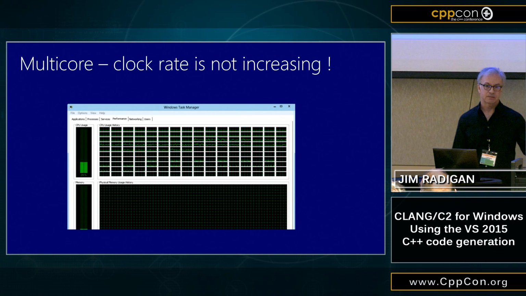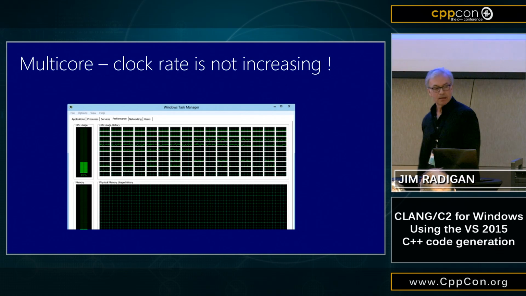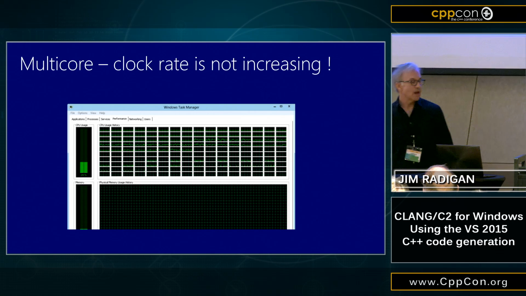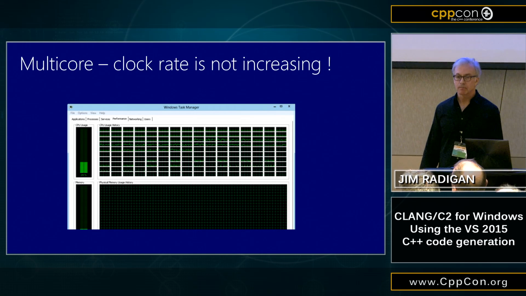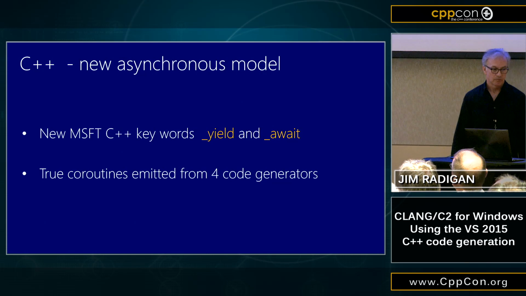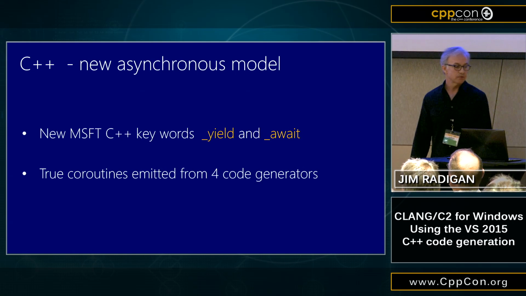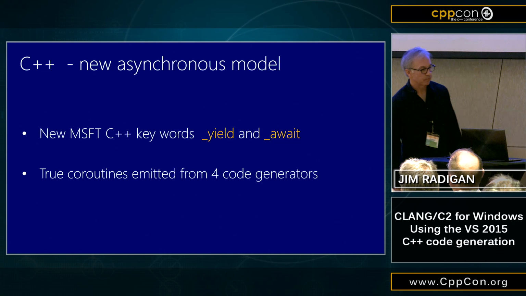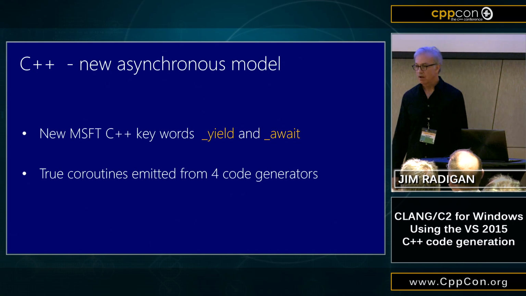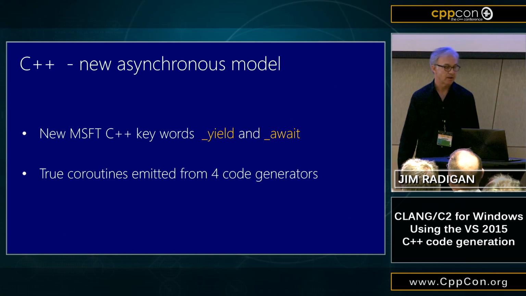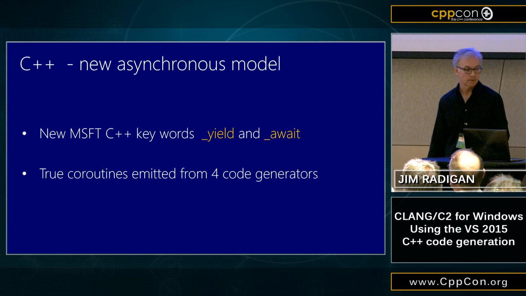So, next topic: code generation. The clock rate's not increasing, right? So everything is going much more multi-core, much more parallel. So we have a new asynchronous programming model in Visual Studio 2015. We've introduced yield and await. We've created true coroutines for supporting these higher level language constructs. And they're far more efficient than anything that's out there or anything that we've done previously.